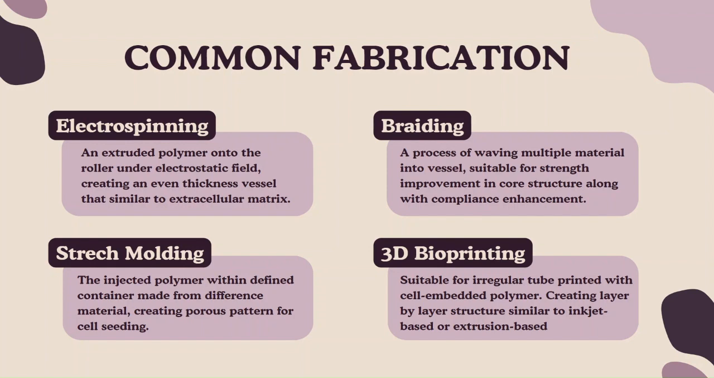For braiding, it uses multiple materials and weaves them into a single vessel. Not only does this provide nonlinear strength, it also adds compliance to the vessel itself. For stretch molding, it is an injected polymer that is put in the mold. However, these molds are made of 2 distinguished materials, meaning that during the cool down process, it creates a porous pattern that allows the cells to be seeded and grow over the material itself.